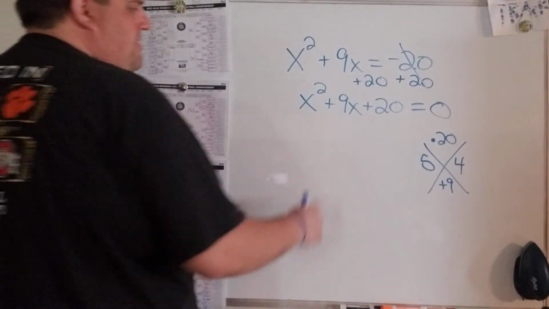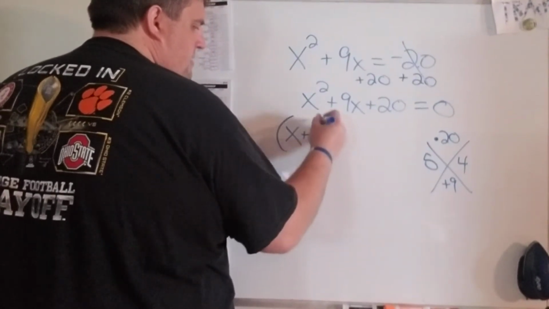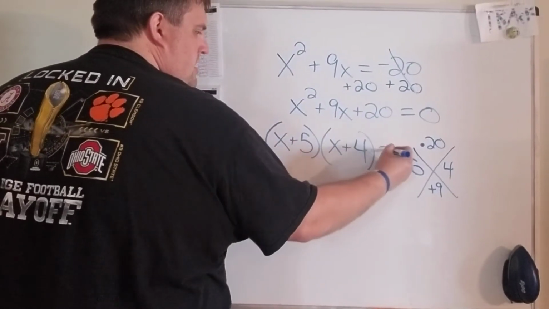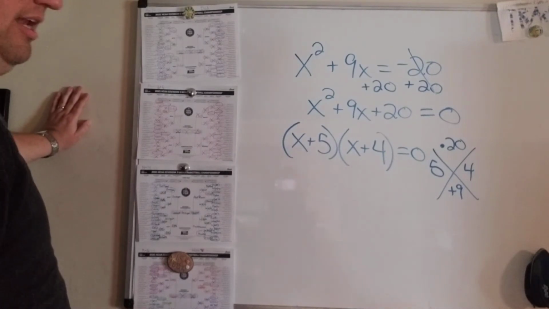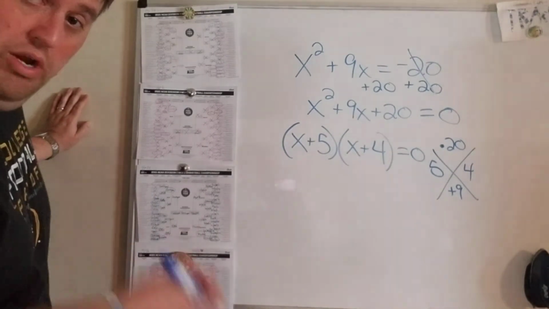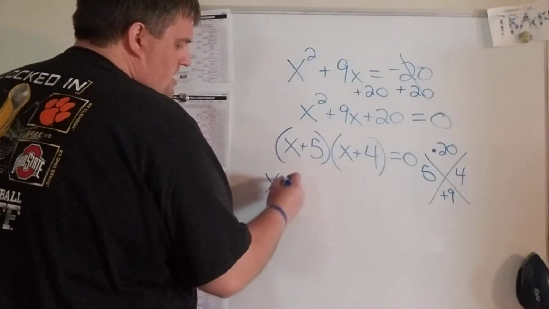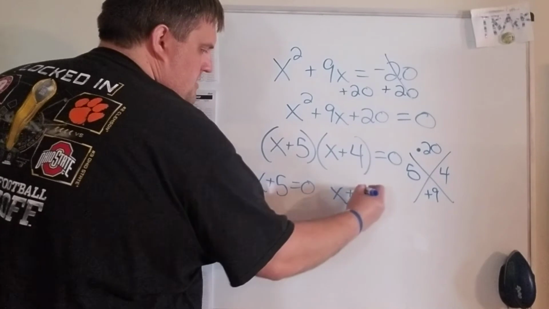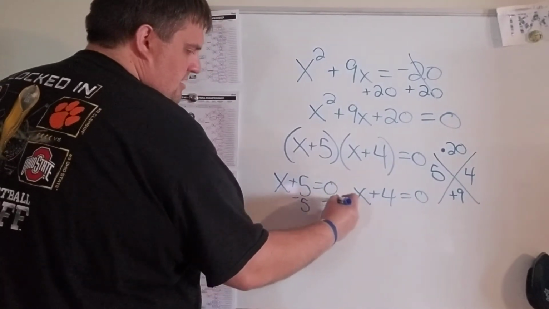So my factors, I don't have to group this time. x plus 5, x plus 4 equals 0, like so. And then all we got to do, if we know that one of those has to be 0, we set both of them equal to 0. So x plus 5 equals 0. x plus 4 equals 0. And very easy to solve here.